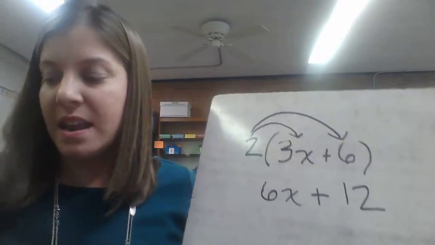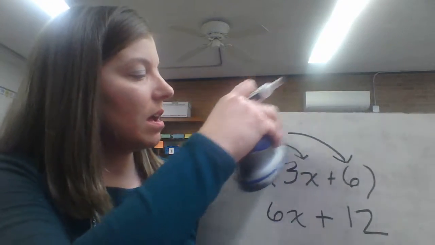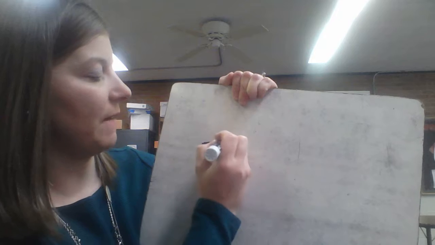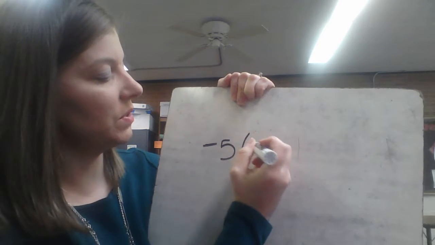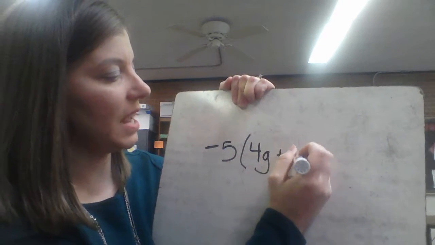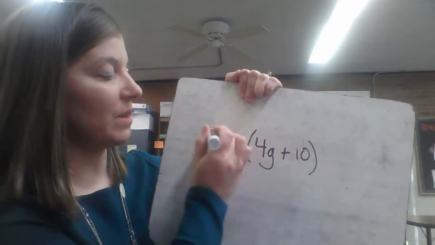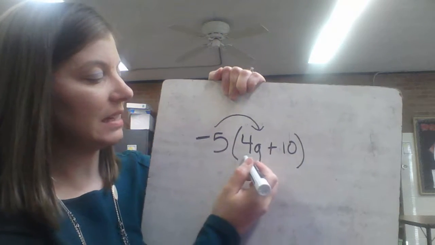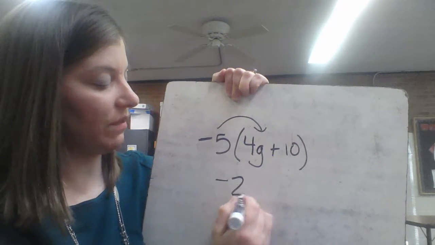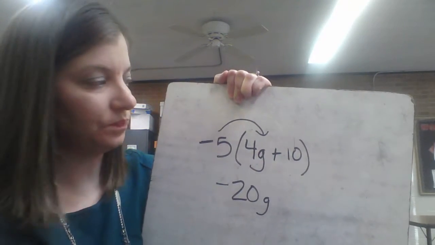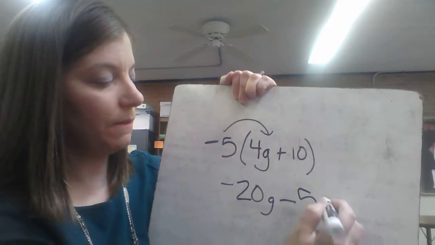All right. Now we're going to see what happens when we involve some negatives, okay? So I'm going to put negative 5 out here times, and we'll do 4g plus 10, okay? I'm going to take whatever's on the outside and multiply it to both things on the inside. So negative 5 times 4 would be negative 20, and we put our g. Negative 5 times positive 10, you would get negative 50.